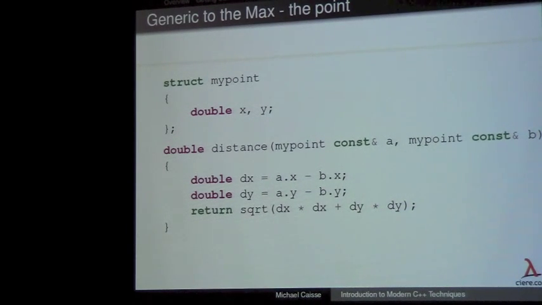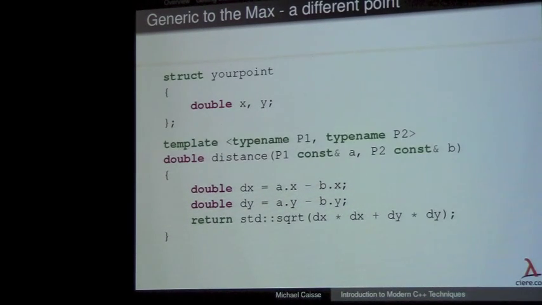So we have a my point. My point, very boring, with a double X and a double Y. And so now I can calculate distance with my very cool distance function. It takes a my point by const ref, an A and a B, and it returns a double. We all know how to calculate the distance between two points, so we do that, and we return. It's great, right? Everybody's happy, until you come around and you mess up my system with your point.